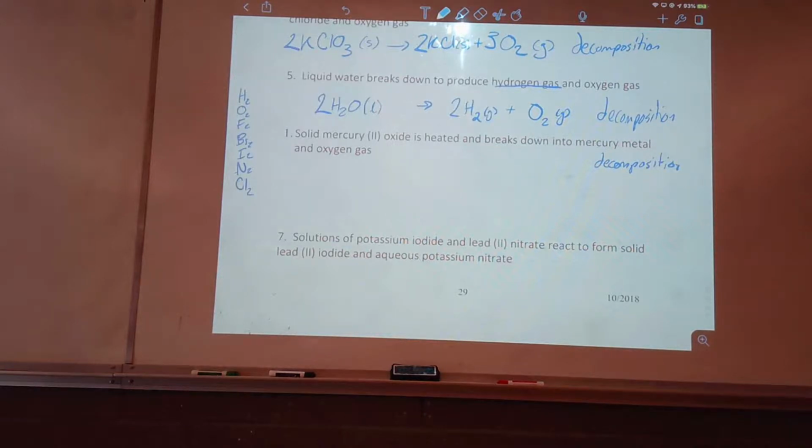You see this? Yeah, so you're right, you bring those charges down and you just put the nitrate in brackets so that that 2 applies to everything. You just crisscross the charges, right? And it's the same for that iodide as well, with that 2 plus and the I minus.